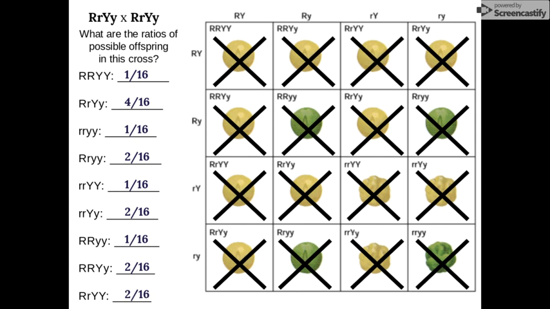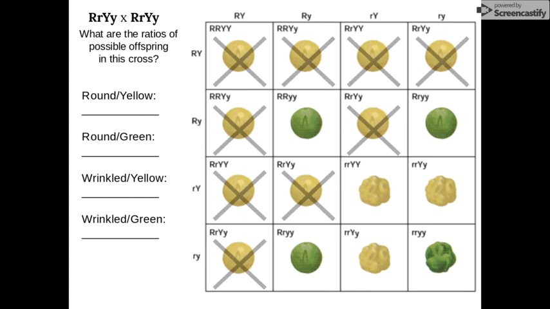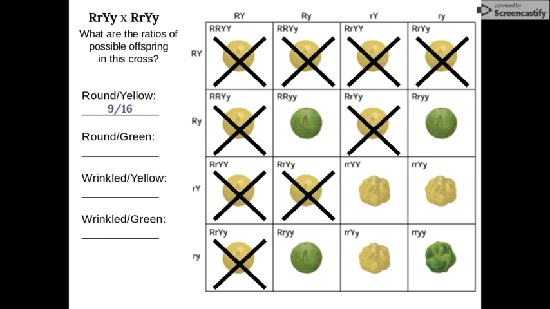So you need to be able to look at a dihybrid cross and figure out how many have each genotype. You also need to be able to figure out how many have each phenotype, so what traits they have. So how many here are round and yellow? There would be 9 out of 16. How many are round and green?